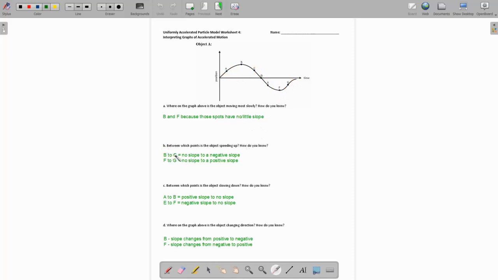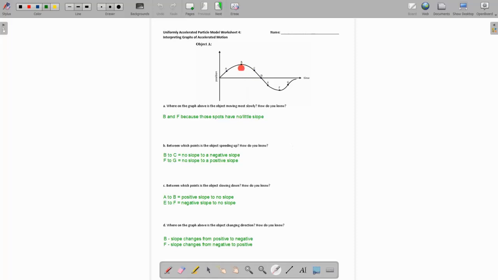Moving to B here, between which points is the object speeding up and how do you know? So once again, we want to look at the slope here, and we want to look specifically for places where we go from not having a slope or a small slope to having a slope. And it doesn't matter whether that slope is positive or negative, as long as we have a slope that tells us that we have velocity.